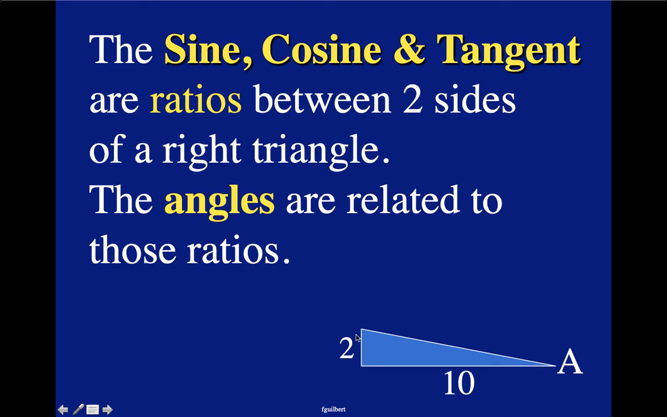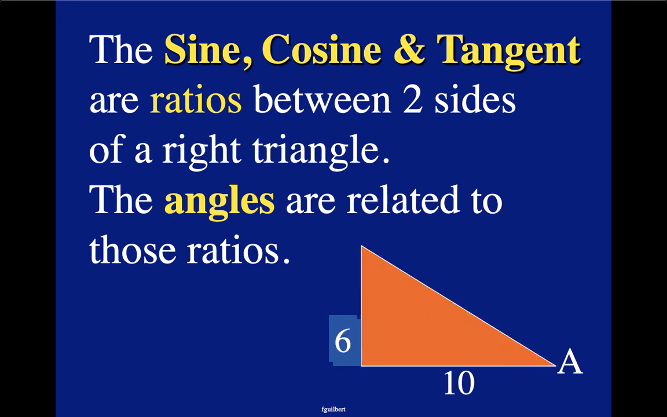If I increase this side to 4, the angle A became larger. Take a look again. Angle A is across from the 2. If I increase the 2 to a 4, now my ratio changes. I've kept the 10 the same. I could increase the 4 again to a 6. So as I increased this side, the angle became larger each time. So the angles are related to the ratios of the sides.